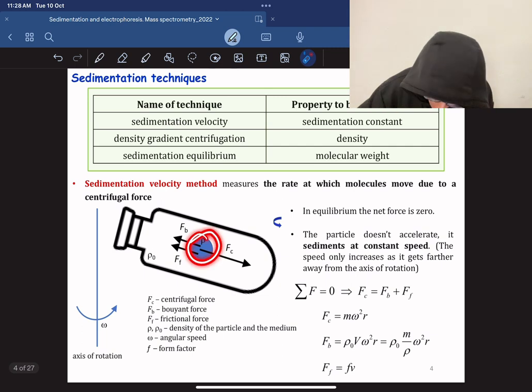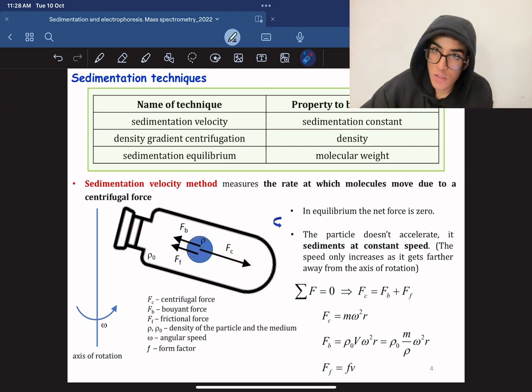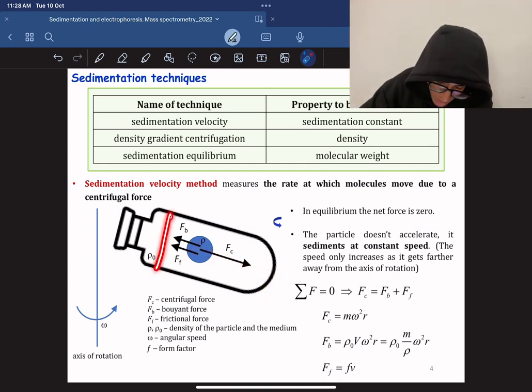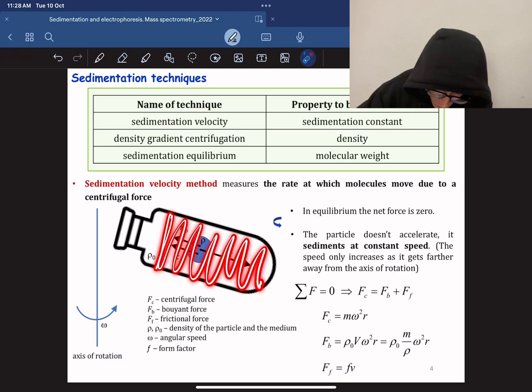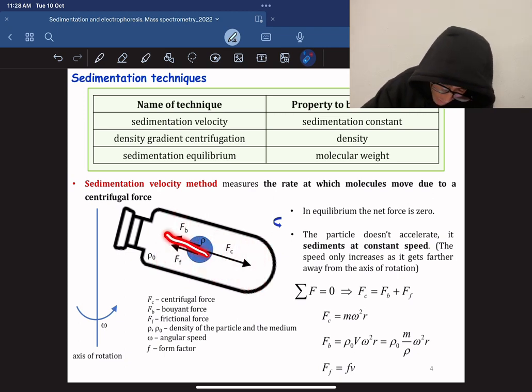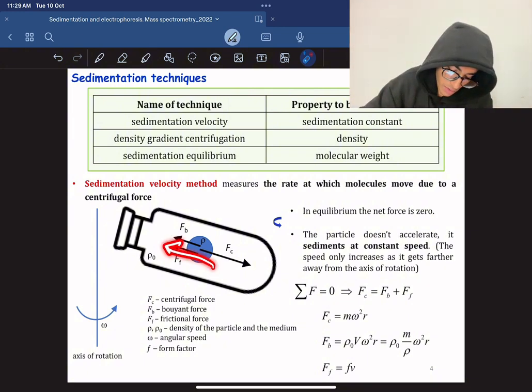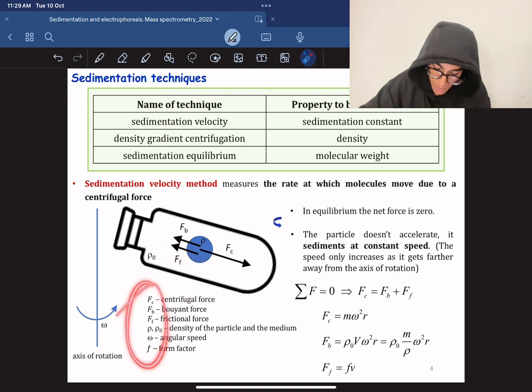An object is placed here. It has centrifugal force, of course, because you're spinning it so hard. But then it's placed in a buffer solution, in liquid. So obviously, because of the liquid, there's going to be a buoyant force coming up like that. That's FB. And like anything in the universe, there's going to be friction involved. That's FF. We have all these values here.